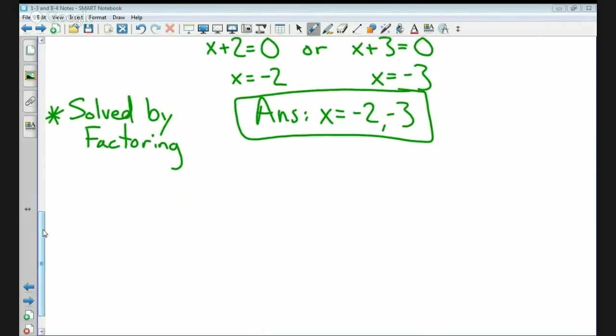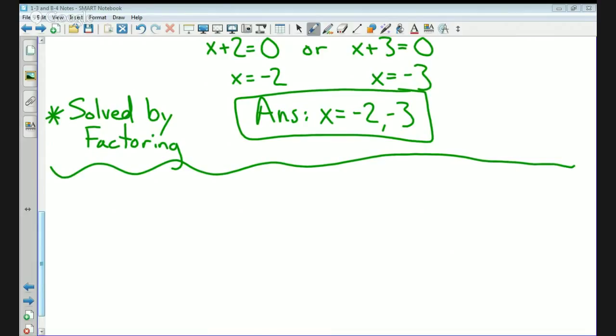Is there another way to solve these? Definitely. And depending on what type of quadratic you have, some of these other approaches might be easier than others. So we're going to look at solving by using the square root property.